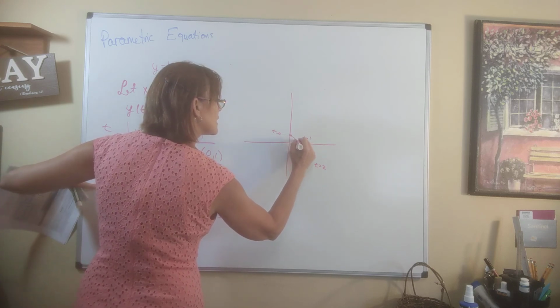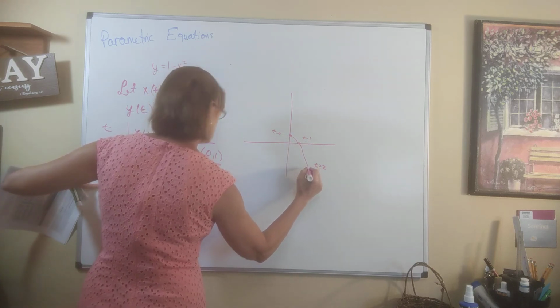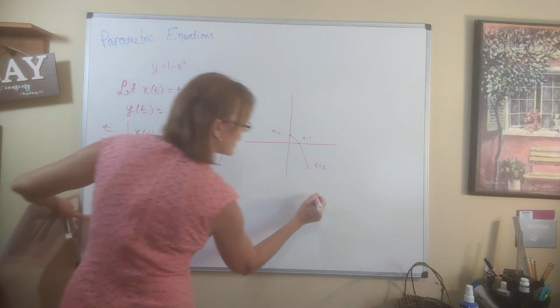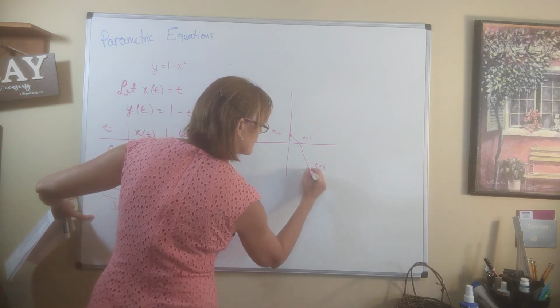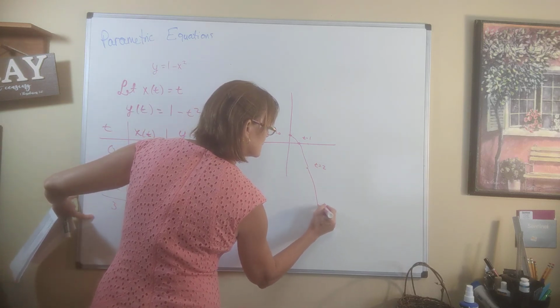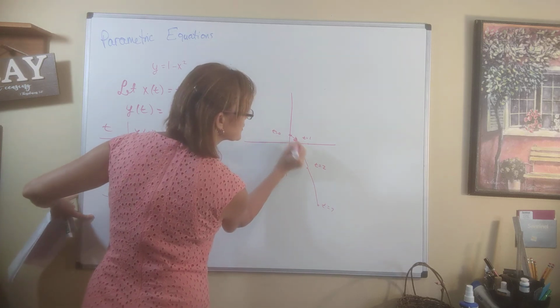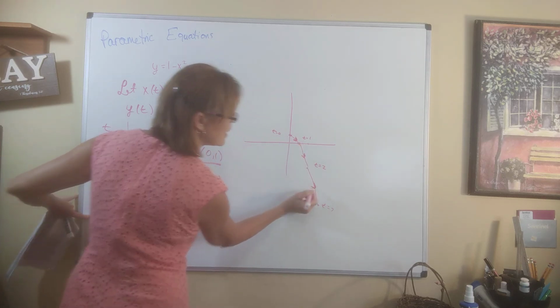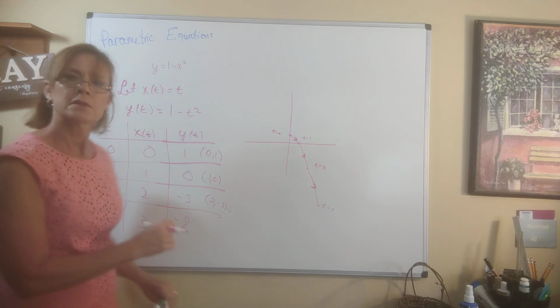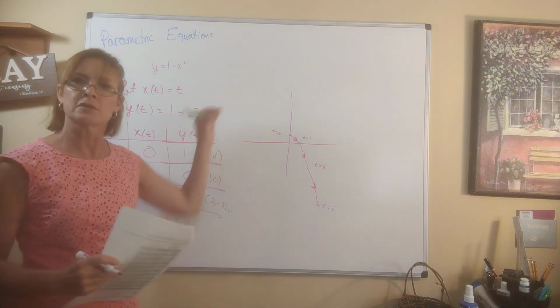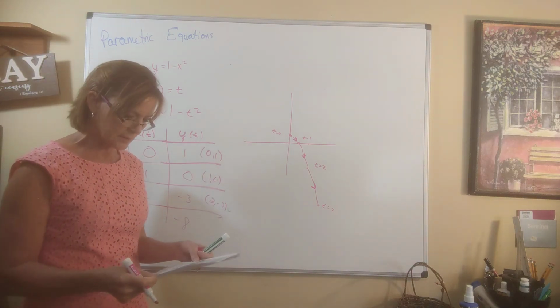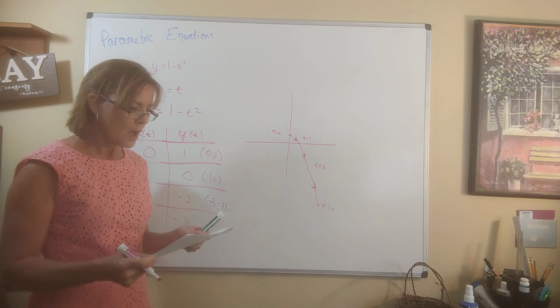So after 1 second, we're here. After 2 seconds, we're here. After 3 seconds, we're at 3, negative 8. We're like here. T is 3. So this shows the progression of our particle over time. So that's the benefit of parametric. It shows where it is and where it's headed at what time.